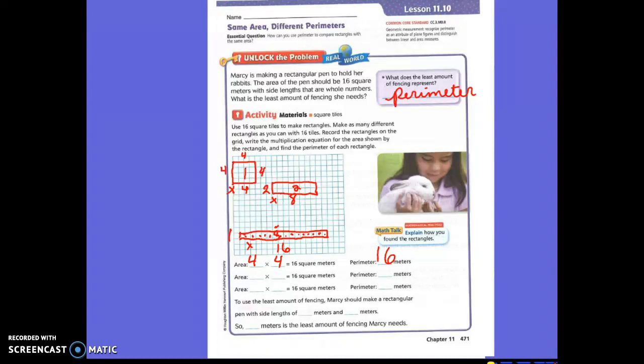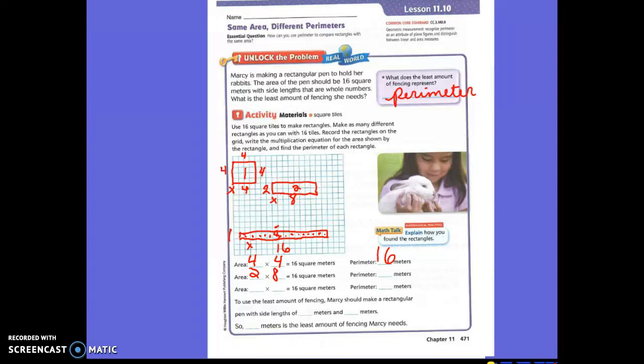The length. Length is how tall you are. 2. What's the width? 8. Okay. So 2 times 8 is 16.